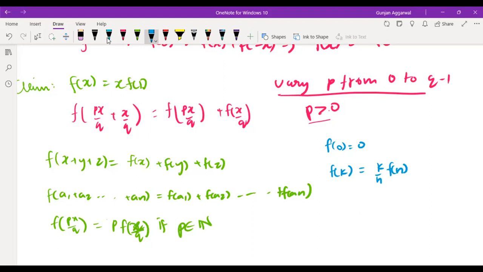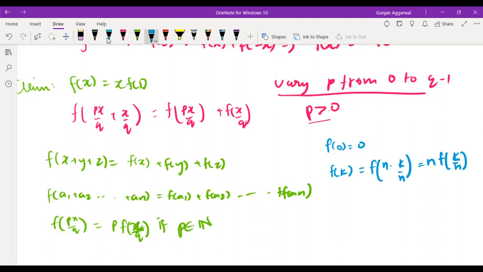Now just note that we can just keep increasing this n and get kind of an arithmetic progression, like it will then become f of k by n plus f of k by n until it will be n times f of k by n. So it's technically n into f of k by n, f of n into k by n, yes.